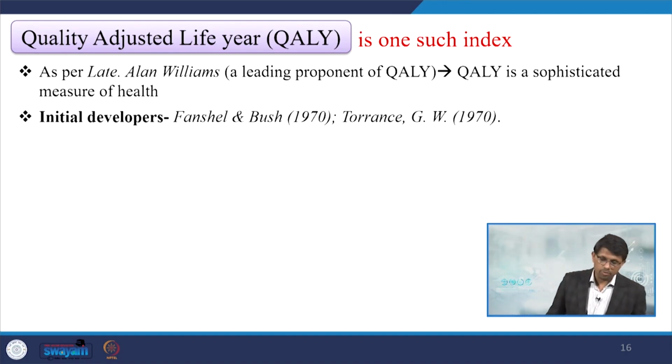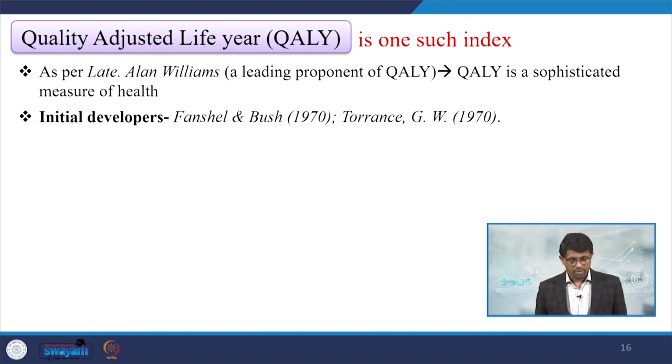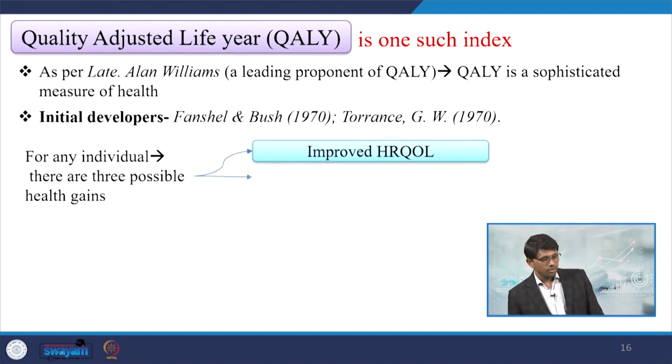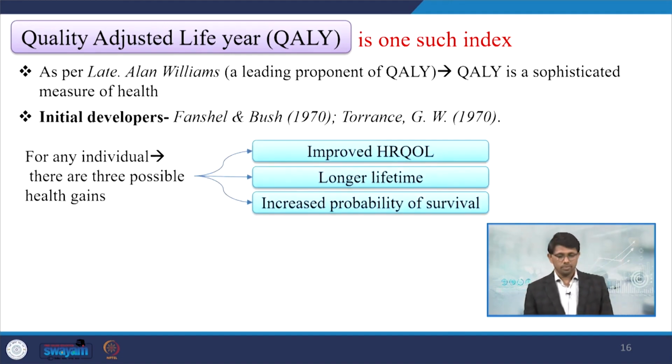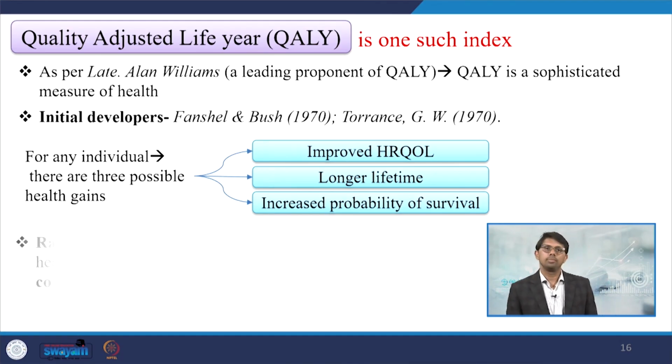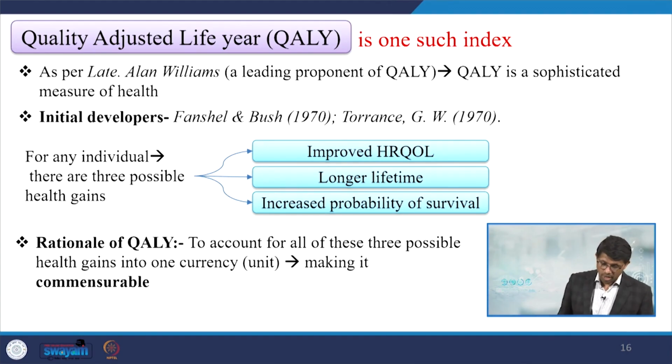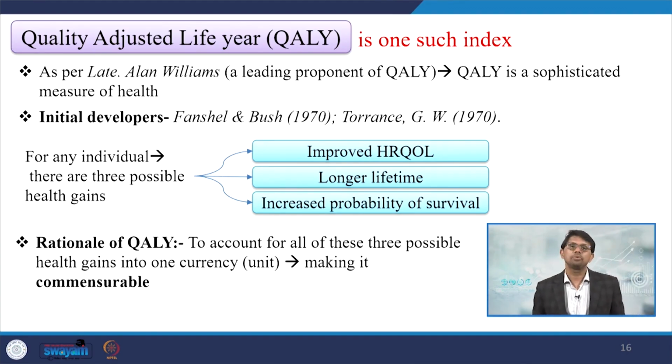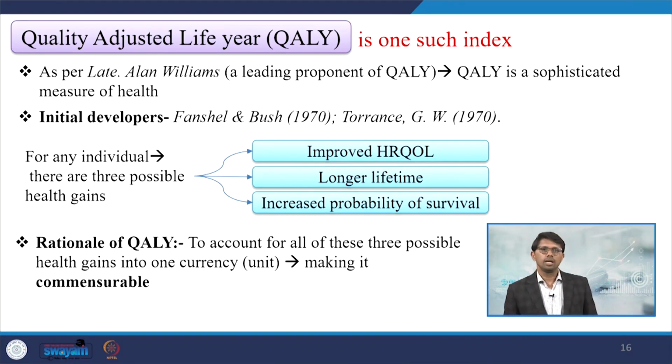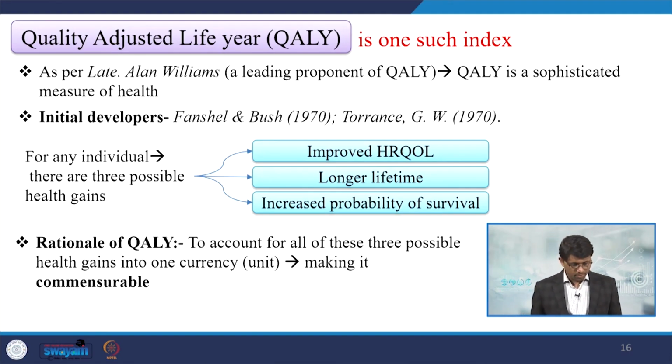The initial developers were actually Fanshel and Bush in 1970 and Torrance in the same year. For any individual there are 3 possible health gains: either improved HRQOL, or a longer lifetime, or an increased probability of survival. The rationale for QALY is to account for all these 3 possibilities related to health gains in one currency or unit, thereby making them commensurable.